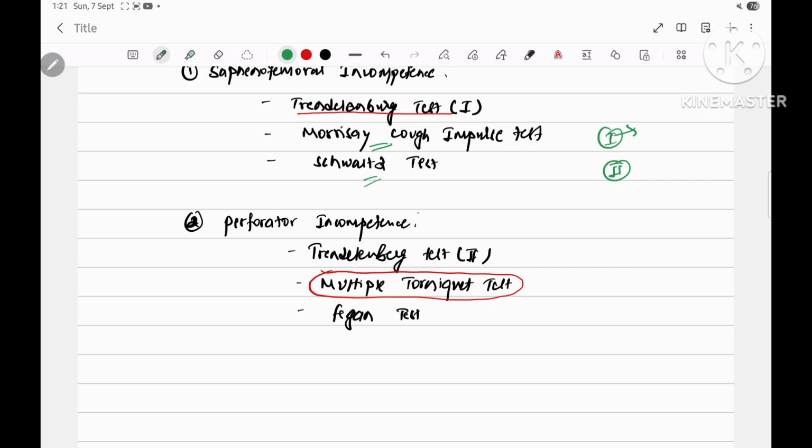And in case of multiple tourniquet test, I have already told that it is to know the perforators. So one is below the saphenofemoral junction, and then above knee perforator, below knee perforator, leg perforator, ankle perforator. In this way, multiple tourniquets are bound in between these perforators. We need four. Multiple tourniquets are tightened, and one tourniquet is opened, and we know the level of perforator incompetence.